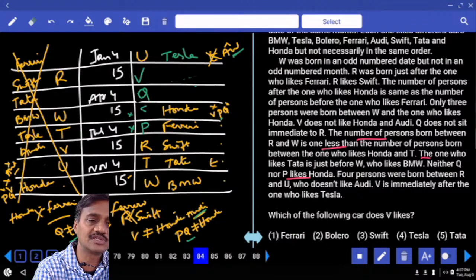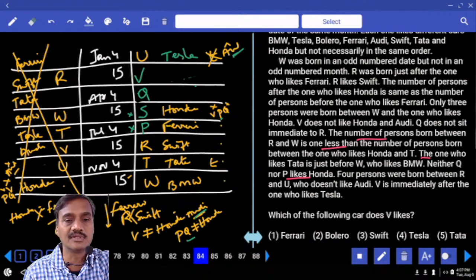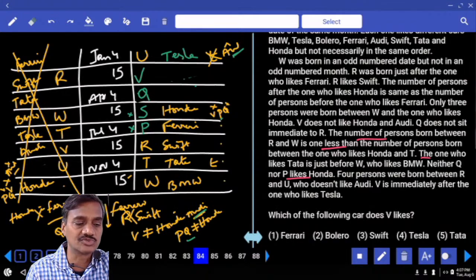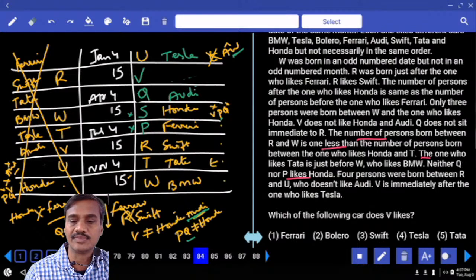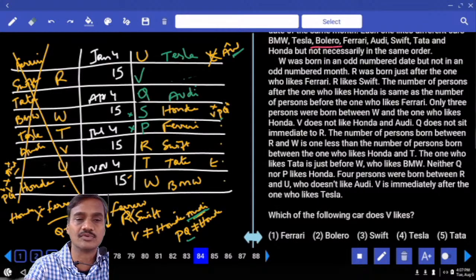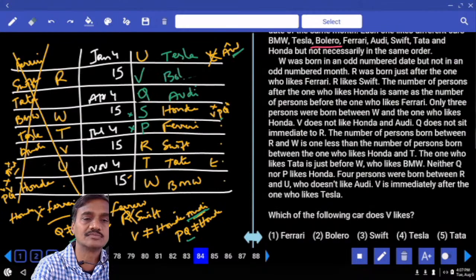Now if P is here, S is. Then now we are left with 2 more cars. What are those 2? RD. And V does not like RD. As V does not like RD, RD must be here. Now if Audi is here, then what is the only car left over here? Bolero. Hence V likes Bolero.